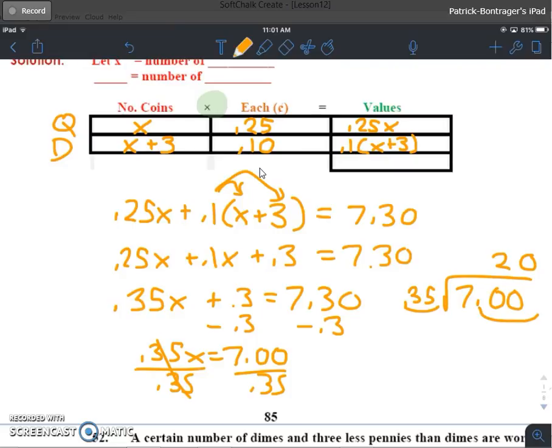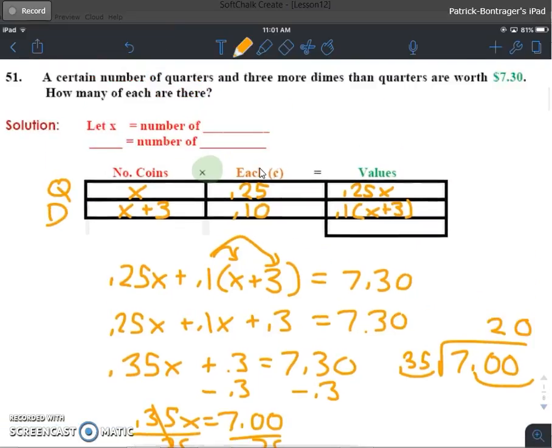All right, so we need to go back in and fill it in. So quarters right here, I have quarters equal 20. And dimes would be 20 plus 3. So dimes are going to be 23.